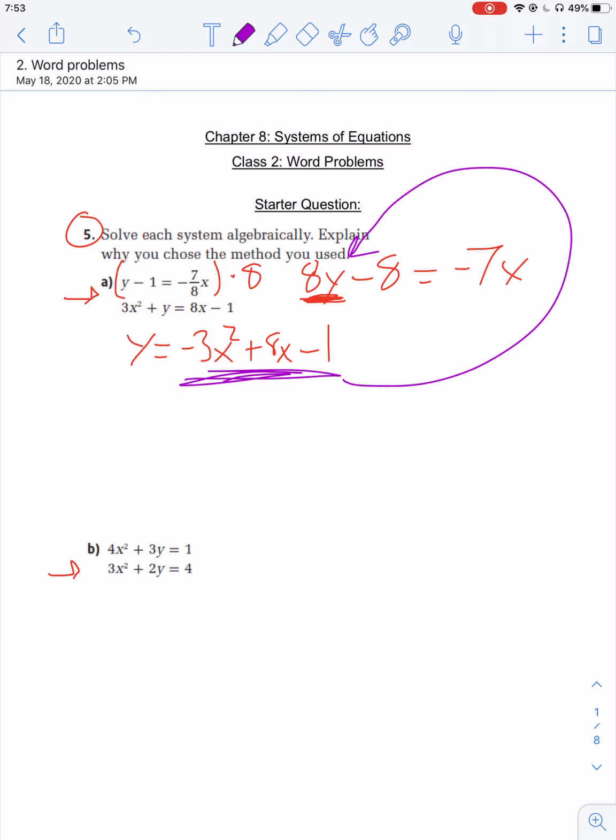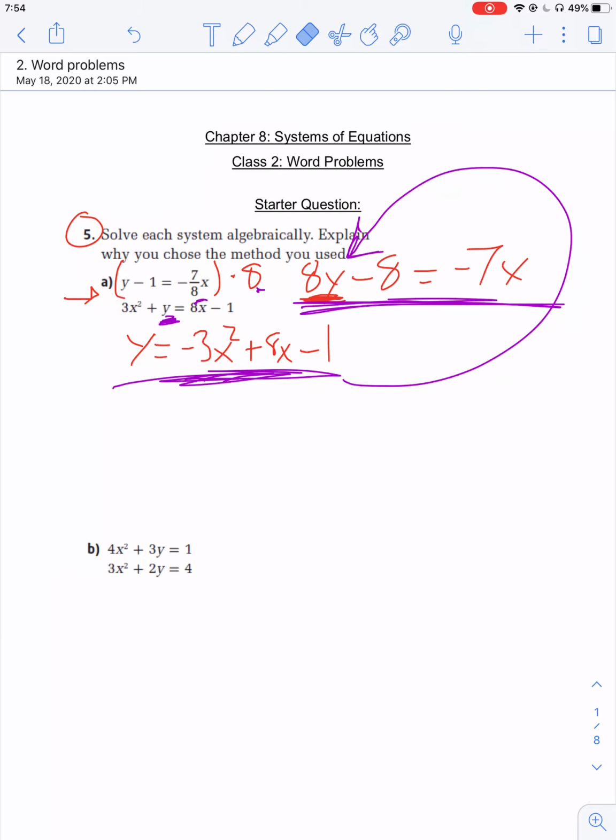Okay, so this is how I would do the first question. First, multiply by 8 to get rid of this denominator, and then understand that in this equation, it makes no sense for me to solve for y, because if I do, I'm gonna have to divide by 8, and that will result in fractions. So I'd rather just solve for y in my equation down here, which is what I did, and then plug this y value into my first equation. So that's the logic.